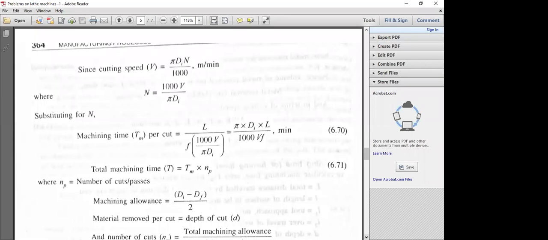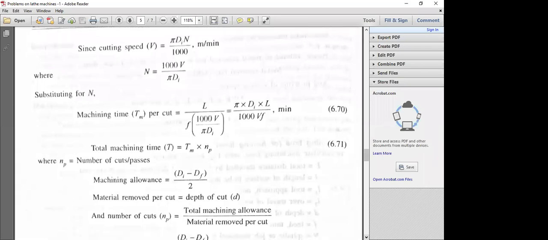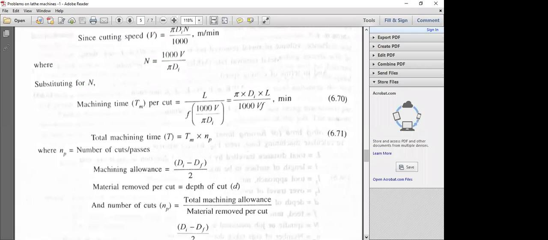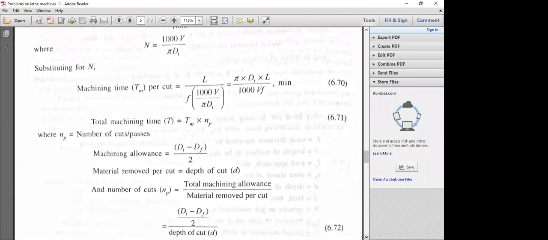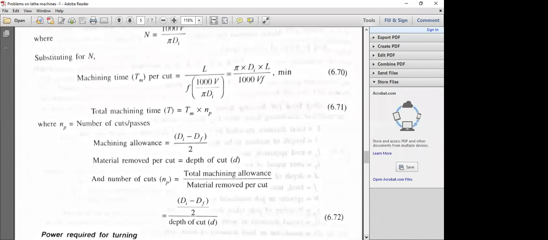And what is the number of cuts? NP is given as the ratio of total machining allowance to material removal per cut. Total machining allowance is given by di minus df by 2, the initial diameter minus final diameter by 2. Material removal per cut is the depth of cut d. Whatever depth of cut you are given for that particular operation on the lathe, you have to take that value into consideration.